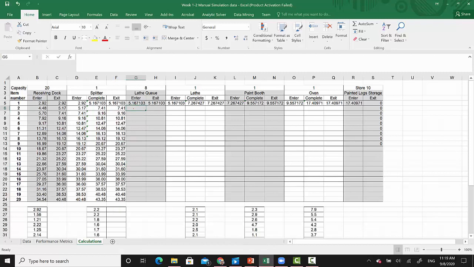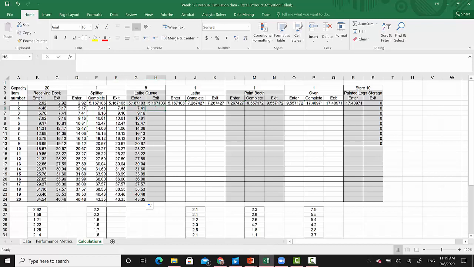Now at the last queue, the enter time always equals the exit time. So that's a formula that we can safely copy, because once they exit, especially since we put all the locations next to each other, when it exits the previous location, it enters the next location. So this can always be safely copied.